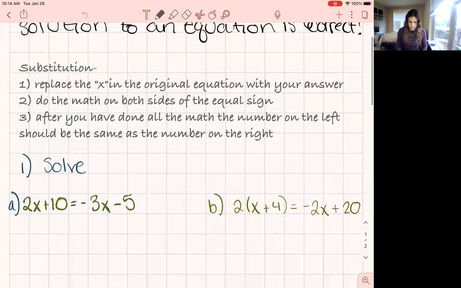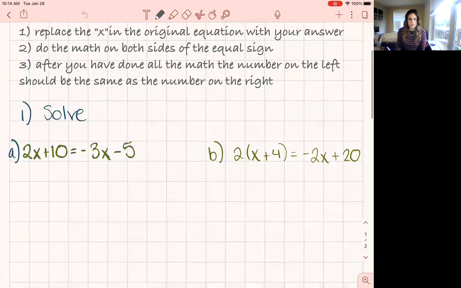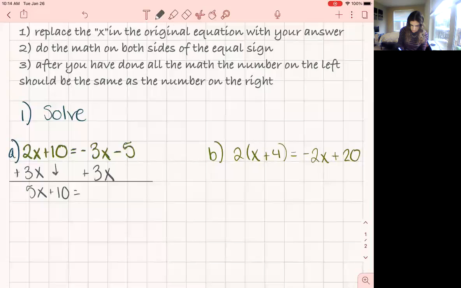So let's talk about what that looks like. The first thing we need to do is solve the equation. So I'm going to do A here. I'll pause and let you guys do it. Okay, so checking our work, I'm going to choose to add 3x to both sides so that I have x just on one side. This becomes 5x plus 10. Those are gone, and this was a negative 5.